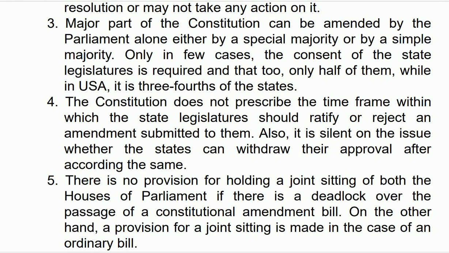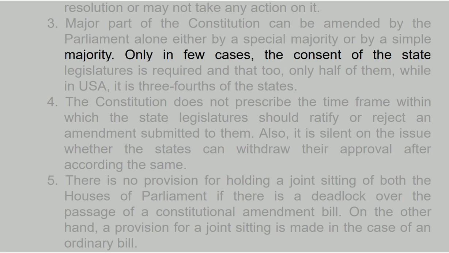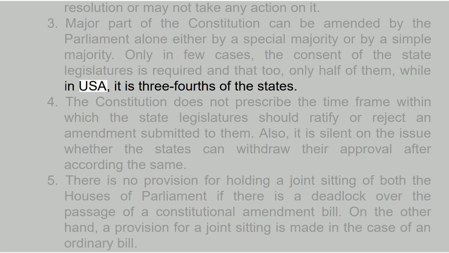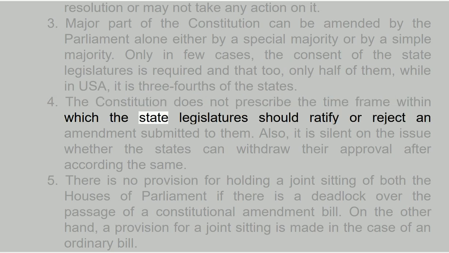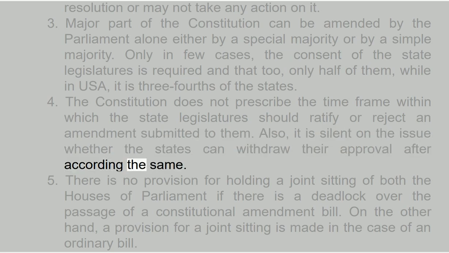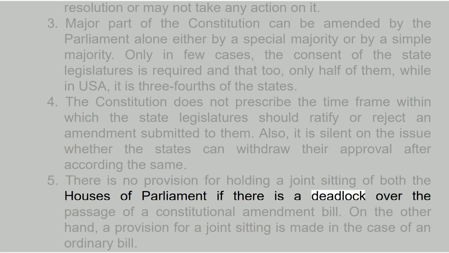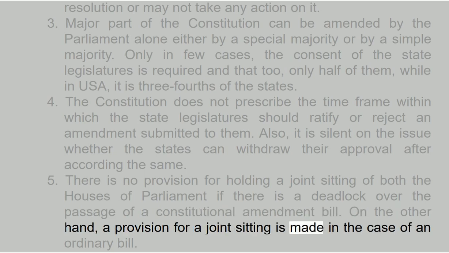Here also, the Parliament can either approve or disapprove such a resolution or may not take any action on it. 3. Major part of the Constitution can be amended by the Parliament alone either by a special majority or by a simple majority. Only in few cases, the consent of the state legislatures is required and that too, only half of them, while in USA, it is 3/4 of the states. 4. The Constitution does not prescribe the time frame within which the state legislatures should ratify or reject an amendment submitted to them. Also, it is silent on the issue whether the states can withdraw their approval after according the same.